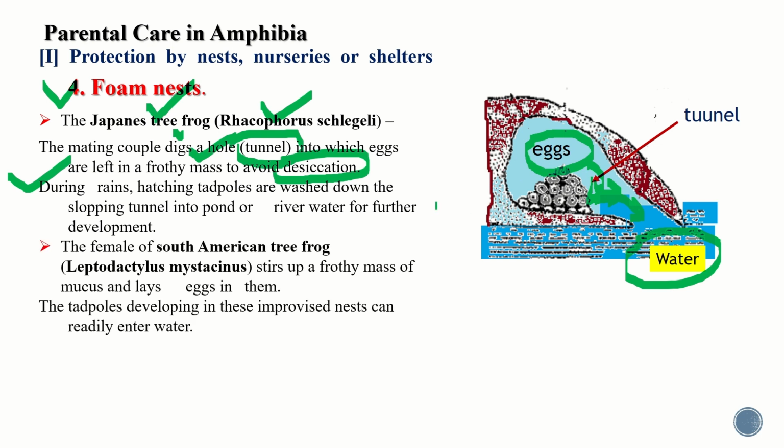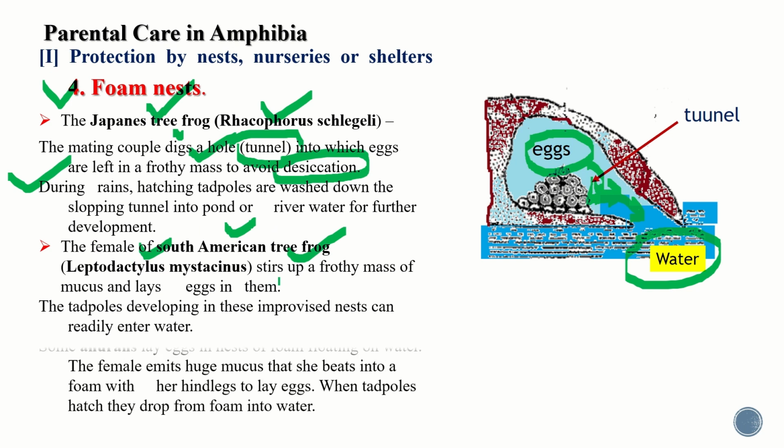Then, in the case of the female South American tree frog, Leptodactylus, they can stir up a frothy mass of mucus and lay eggs in it. They form a floating foam nest. The tadpoles developing in this improved nest can readily enter the water.